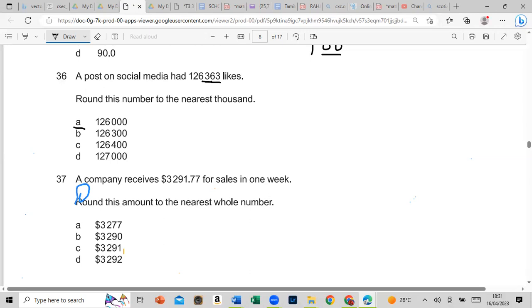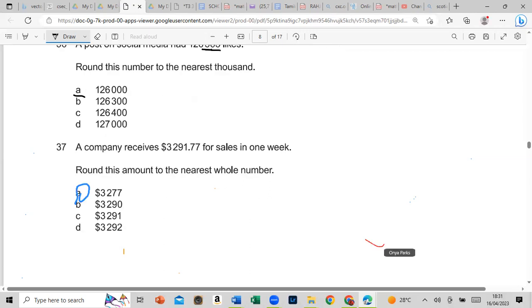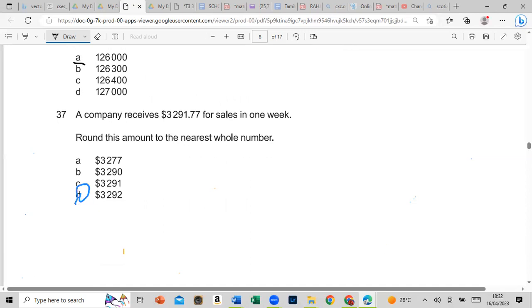The way you guys love social media, they should make a social media question. A company received $3,291.77 for sales in 1 week. Round the amount to the nearest whole number.